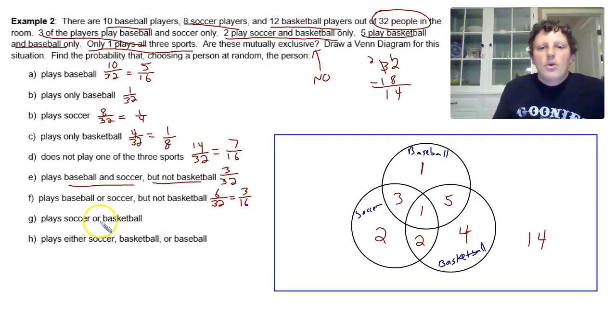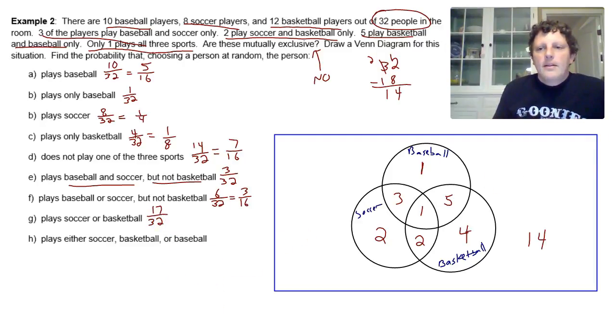Right, plays soccer or basketball. Right, soccer or basketball. In this case, that would be all of soccer and all of basketball. So we're really looking at everything that's shaded there. So that's, let's see, that's 2 plus 2 is 4, 7, 8, 13, 17. So I'm counting 17 there. 17 out of the 32 does not reduce.